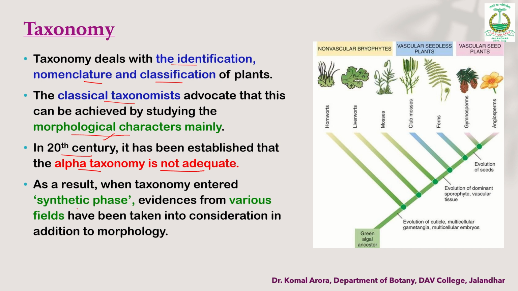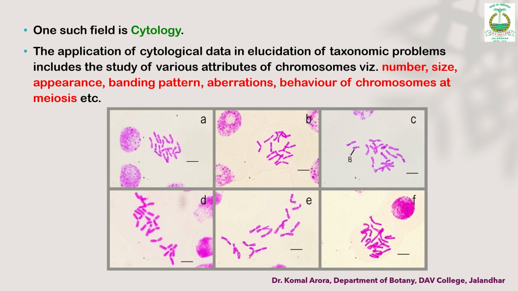So as a result, taxonomy entered a synthetic phase. Means now we are not only talking about morphology, but we are getting the information from other fields of science as well, so that they are given due consideration while classifying and naming a particular organism. Now, one such field which is being utilized for this process is cytology.